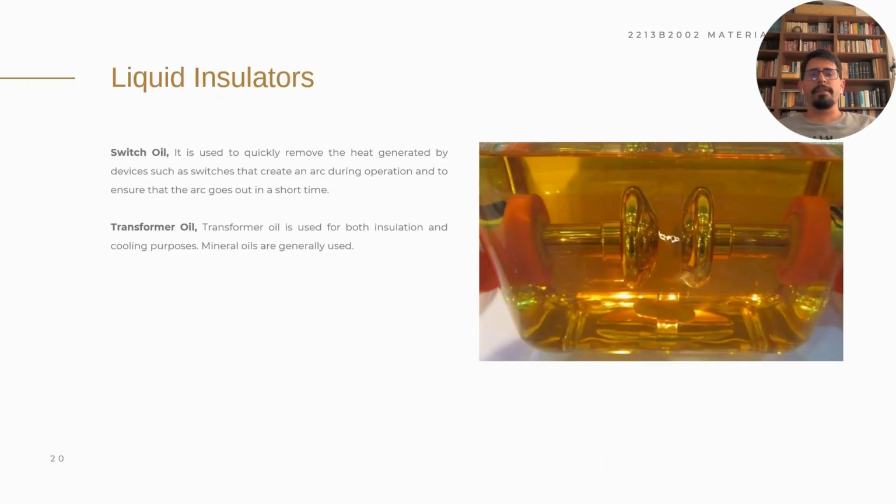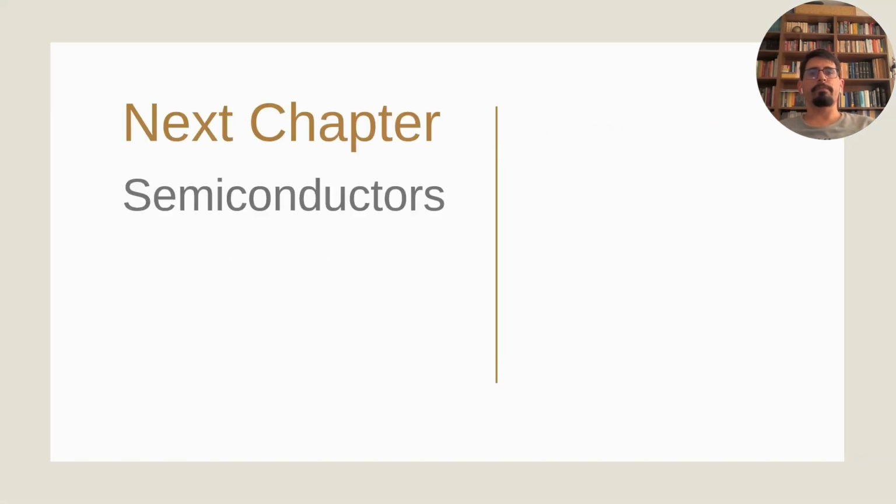Liquid insulators. There are two key types we use in electric systems, switch and transformer oils. Switch oil is used in devices like switches that generate heat and arc during operation. Its job is to quickly remove the heat and help extinguish the arc as fast as possible to avoid damage. On the other hand, transformer oil plays a double role. It works both as an insulator and as a cooling fluid in transformers. Most of the time, this is a type of mineral oil designed for electrical use.